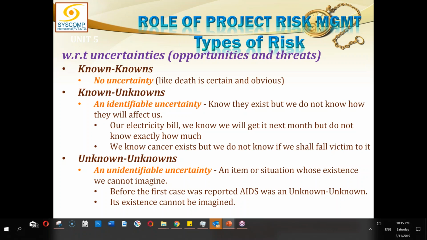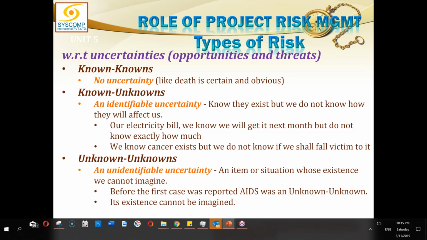This is again a known unknown. So cancer: we have seen people suffering from cancer and dying from cancer, but will I be the one? I don't know. So this is a known unknown risk. I know this exists. I don't know whether it will occur to me or not. But as far as death is concerned, I knew this will happen to me anyway. So I have to take whatever action, whatever measures, in that case.